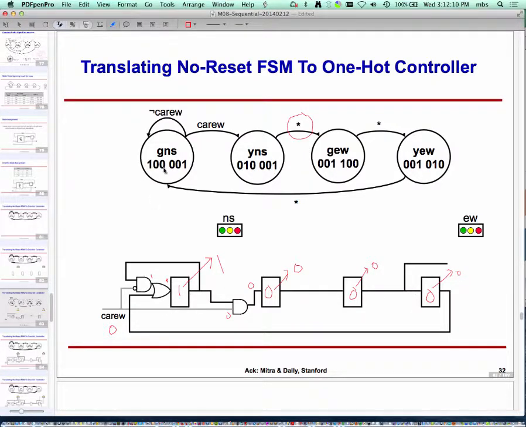Finally, for GNS, we say next clock cycle I will be in GNS under two conditions. So therefore, I have an OR gate with two inputs. One condition is that previously I was in YEW, and therefore one input of the OR gate comes from the YEW flip-flop. And the other condition is I am in GNS and car east-west is low, and therefore I have this AND gate. So with one hot coding, we should be able to manually work things out.